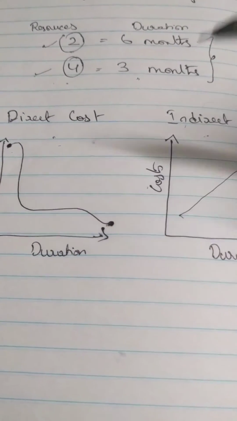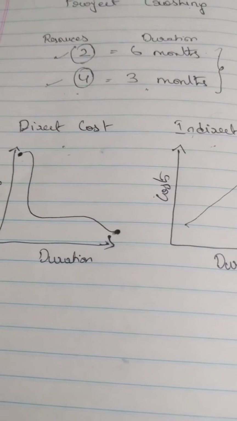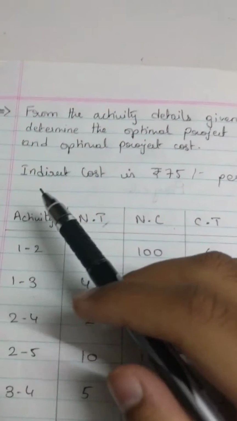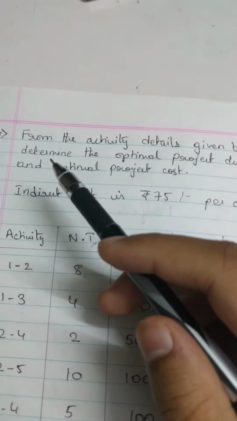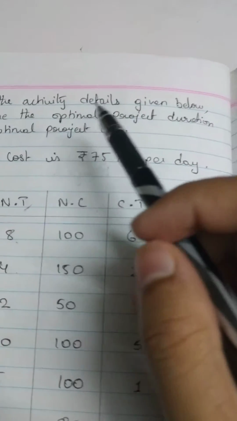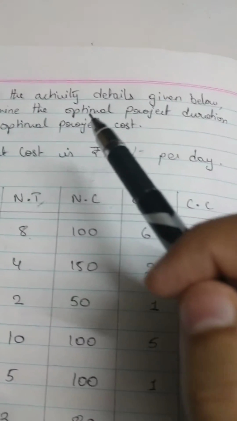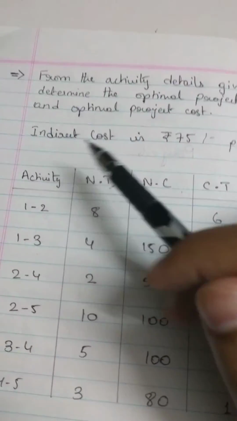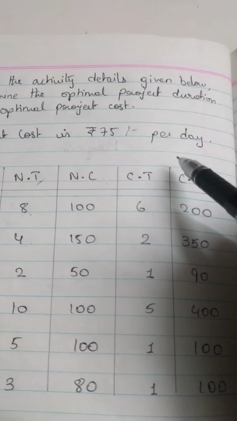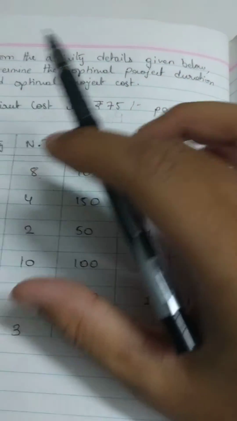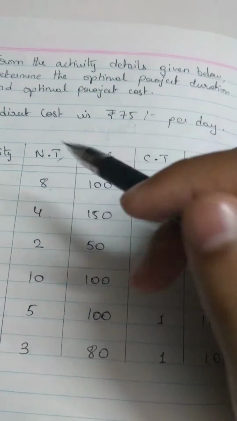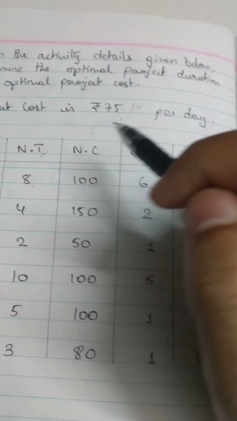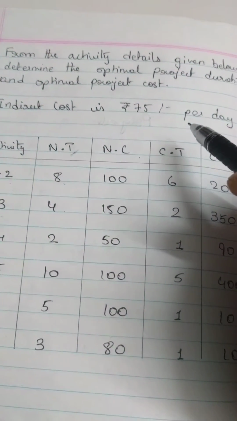Now let's go ahead and see an example in order to understand project crashing better. Okay, so here is an example question that has been asked for project crashing. Let's just go ahead and read this. From the activity details given below, determine the optimal project duration and the optimal project cost. And the indirect cost is 75 rupees per day. So if you have a project which is going to last, let's say 100 days, every single day the indirect cost is going to be at least 75 rupees, and that has been given in the question itself.